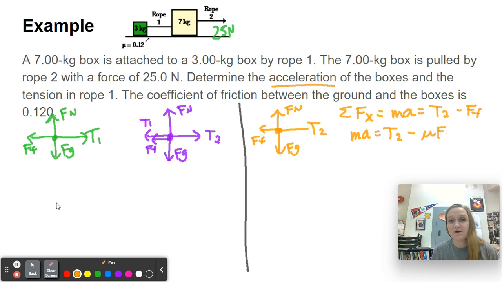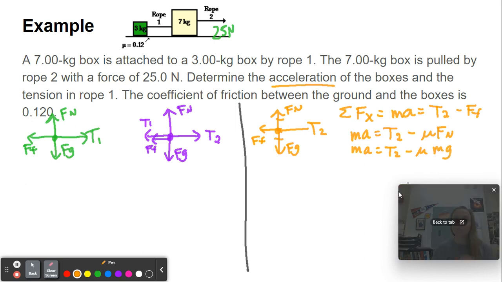And force friction is mu Fn. But I'm going to take it one step further, because Fn in this situation, since there are only two forces here, is equal to force gravity, which is mg.